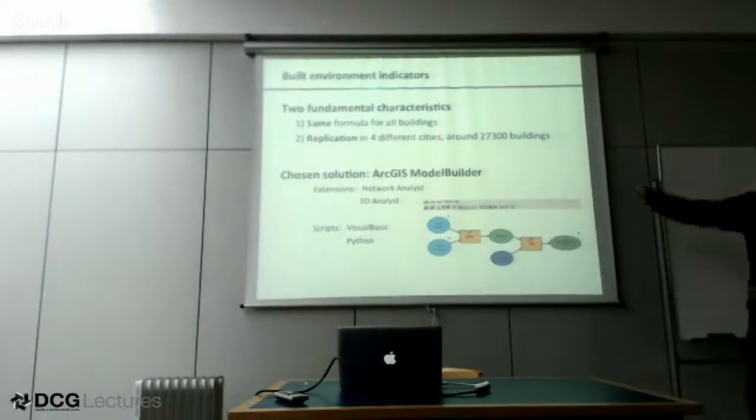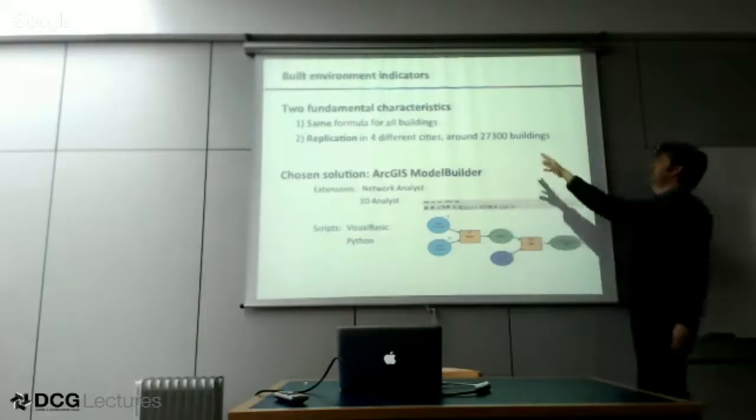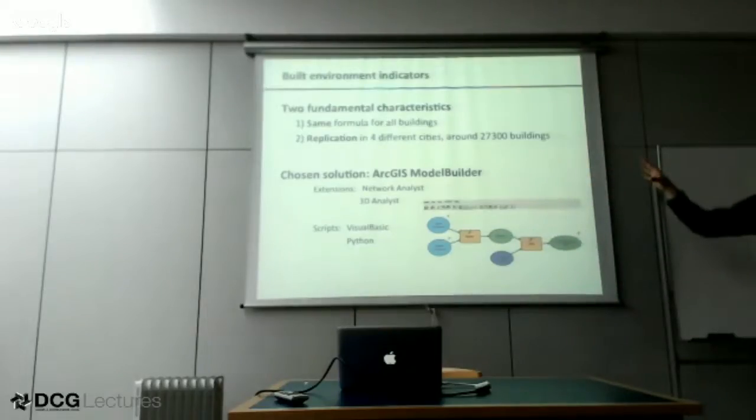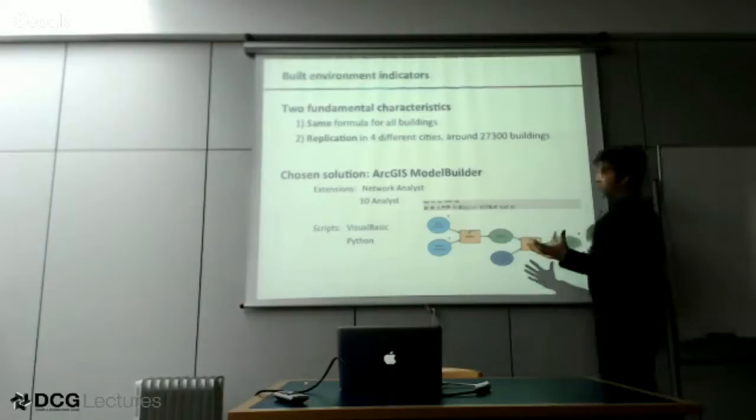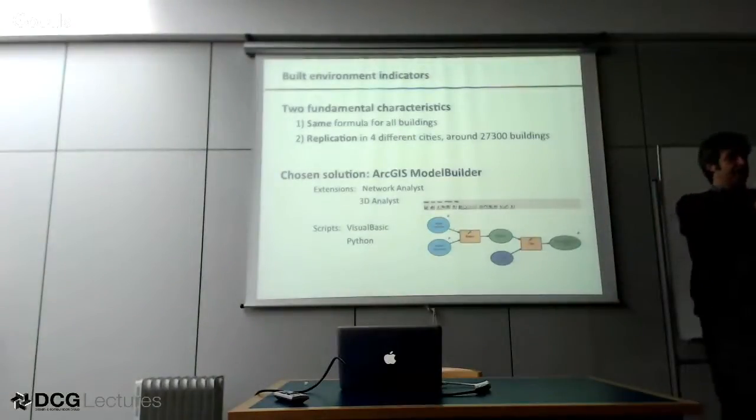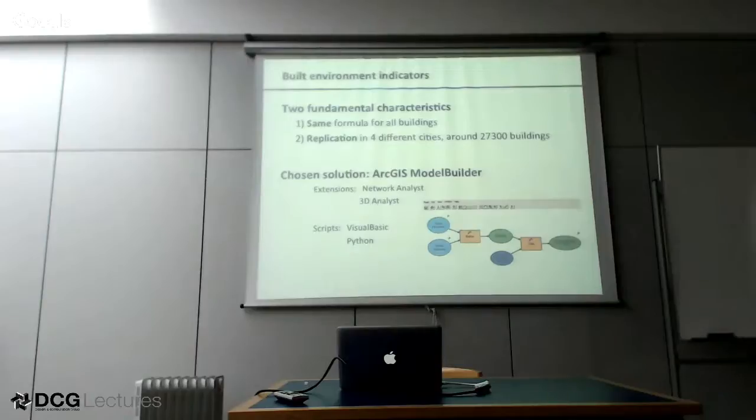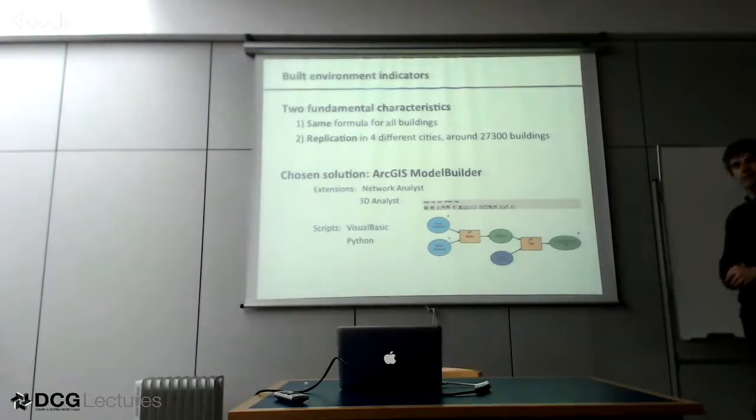It's not a problem. And so the thing is that I wanted to use the same formula for all buildings and to replicate in 4 different cities. That we're talking about 27,300 buildings that we had to calculate these points. And what did we choose? We chose a very simple solution that ArcGIS has, and as far as I know, Quantum GIS now is starting to implement a solution like that. I really became a fan, to be honest, that they call the model builder.